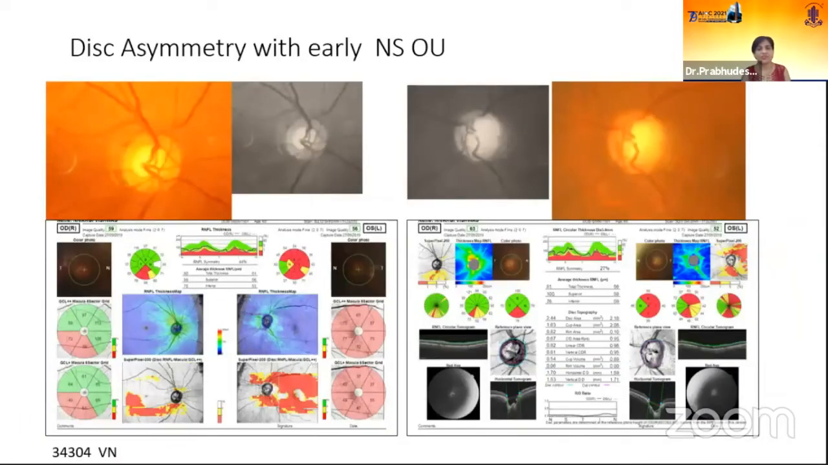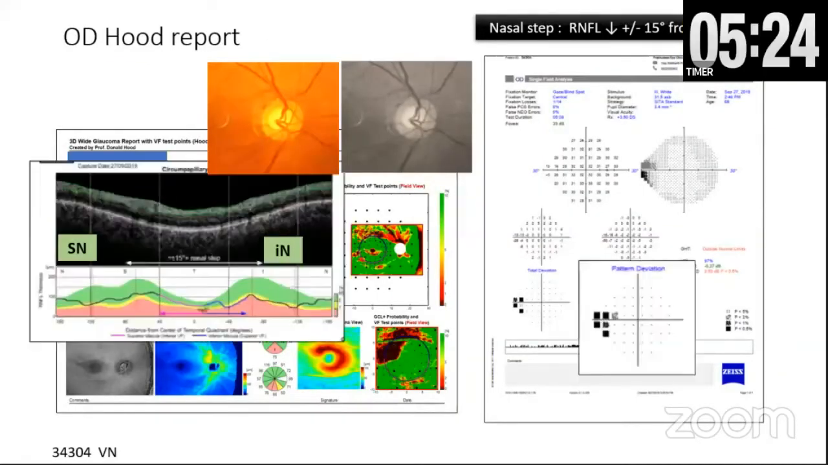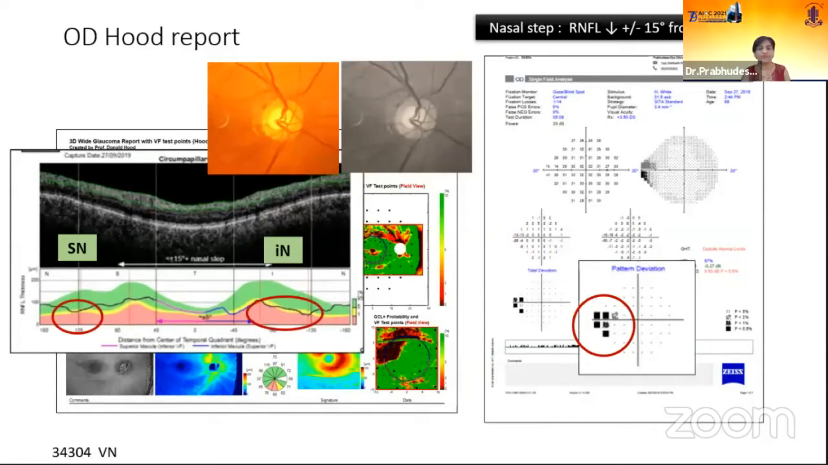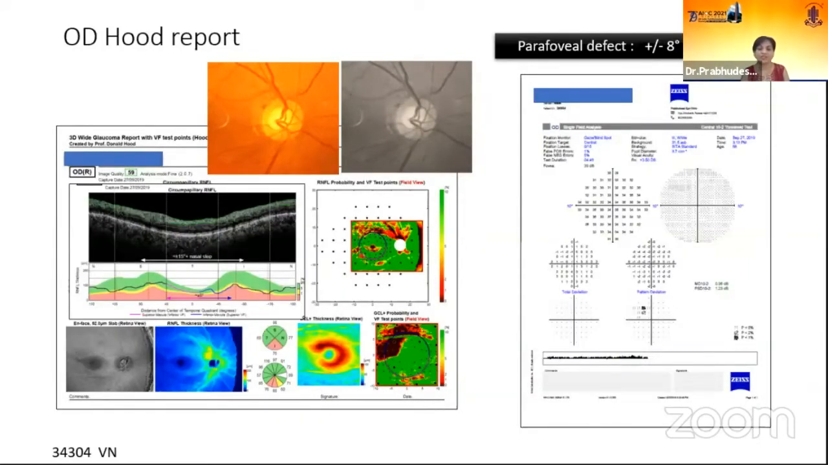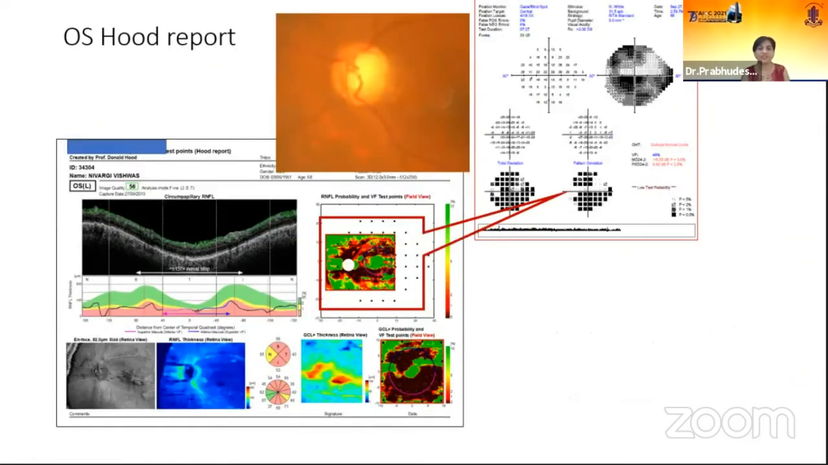So again, in a patient, disc asymmetry is there in the right and left eye, and you can see that the RNFL GCC thinning is there, left eye much more as compared to the right eye. And in the Hood report, if you see, there is an inferior part, and it has been shown as a nasal step over here. Even in the 10-2, you can see there are certain points which are depressed in 10-2 fields. So in the left eye, obviously there is loss, and you can see that there is pattern deviation.